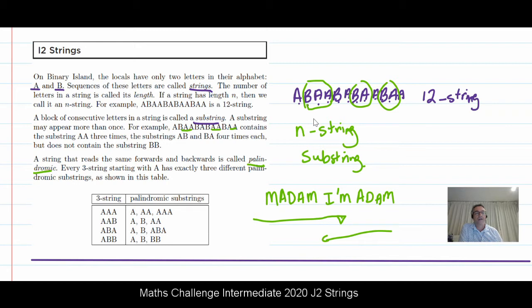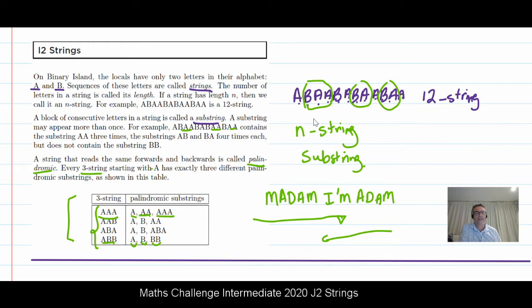Okay, here comes the key idea. Every 3 string starting with A, here they are, there's a little table. You're going to need to get used to this idea of setting problems on a table, has exactly 3 different palindromic substrings. So if we look at A, it's got A. Oh, that's interesting. A palindrome can be just one letter. AA. Let's look at this one. ABB. It has just A, just B, and BB.